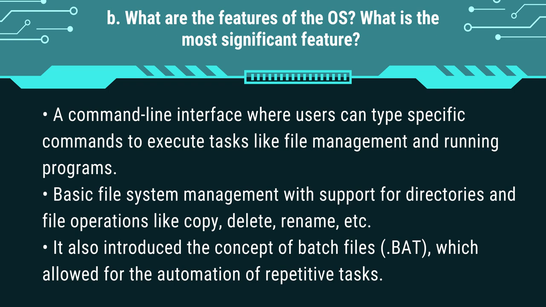Question number 2, what are the features of the OS and the most significant feature? Some of the core features of MS-DOS include a command line interface where the user can type specific commands to execute tasks like file management and running programs. Basic file system management with support for directories and file operations like copy, delete, rename, etc. It also introduced the concept of batch files, which is BAT, which allows for the automation of repetitive tasks.